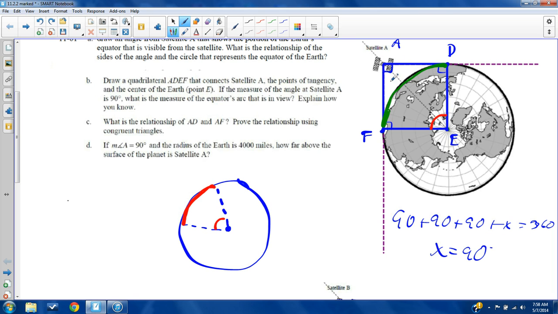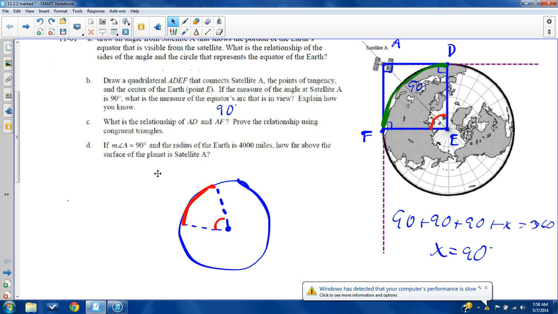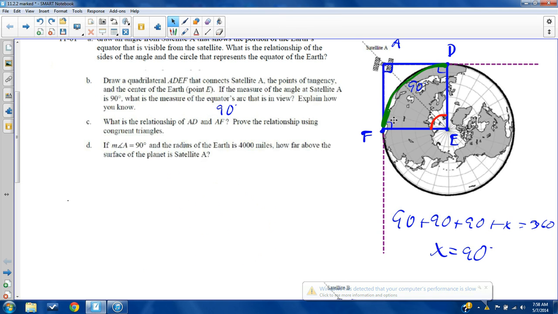If this is 90 degrees, then its intercepted arc is also 90 degrees. So the answer here is 90 degrees. We explained how we know by figuring out the rest of it. These are tangent lines with radii matching up, their 90 degrees. They tell us this is 90 degrees. Therefore, this is. Therefore, this is.